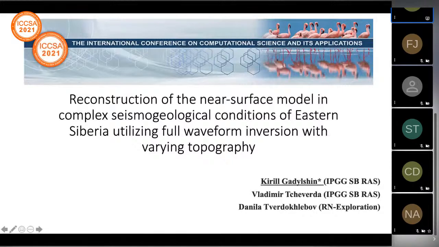So can you hear me and can you see my presentation? Yes, I can see the presentation. Okay, let me start. My name is Kirill Gadilshin, and I'm a senior researcher at the Institute of Petroleum Geology and Geophysics, and this is our collaborative work between our institute and a company, namely RN Exploration. The title of my presentation is Reconstruction of the Near Surface Model in Complex Seismological Conditions of Eastern Siberia, utilizing full waveform inversion with varying topography.